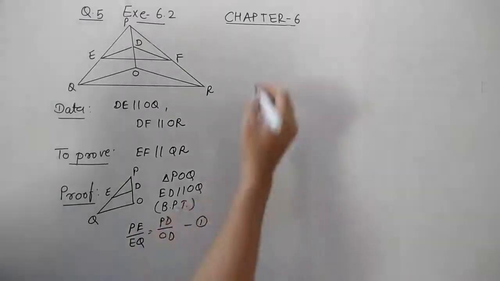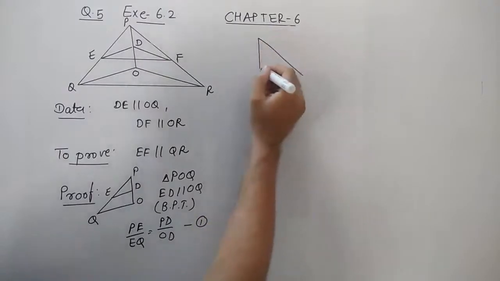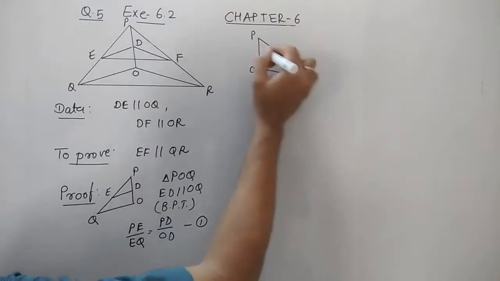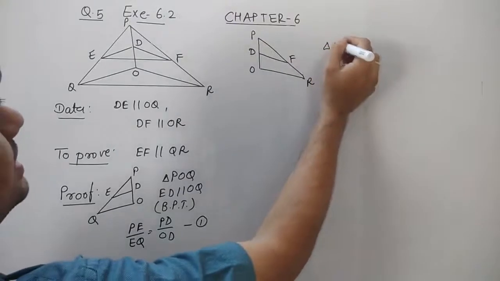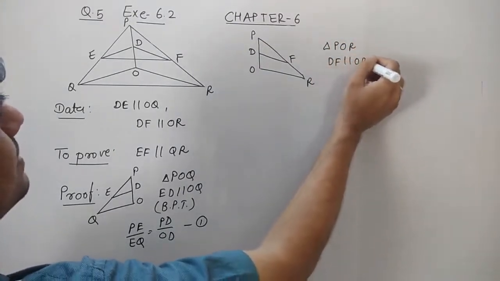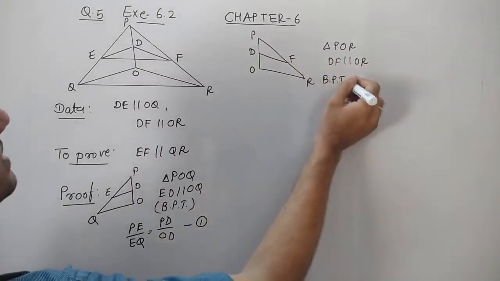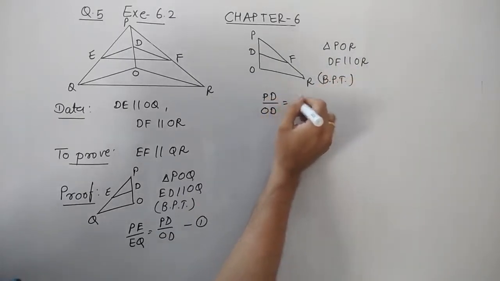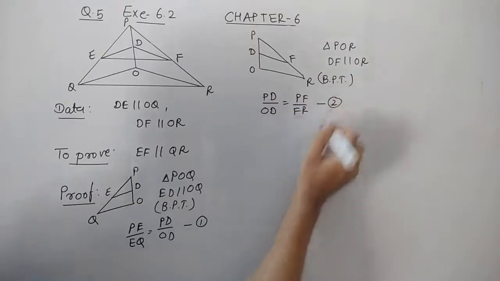Similarly, we can go for the other sides. So you can see that this triangle we are now talking about is triangle POR, where, in triangle POR, DF is parallel to OR. As DF is parallel to OR, again by using the basic proportionality theorem, we can say that PD upon OD is equal to PF upon FR. This is the second equation.